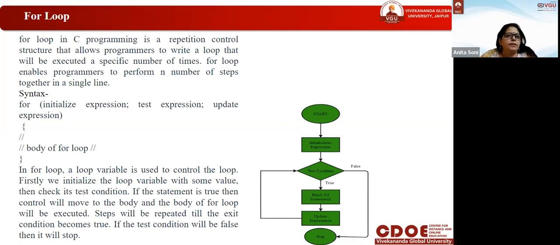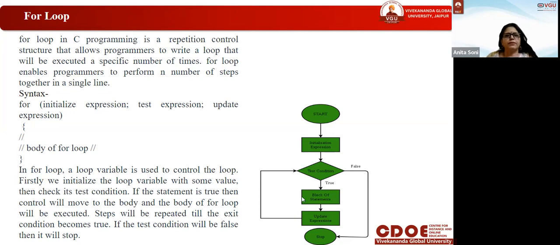The syntax of the for loop in C programming, as you know, is a repeating control structure. It allows the programmer to write a loop that will be executed a specific number of times. The syntax is for, then the initialize expression, semicolon, then the test expression, semicolon as termination of the condition statement, and then the update expression. After the update expression, don't put a semicolon. If you put a semicolon, I will explain what will happen.